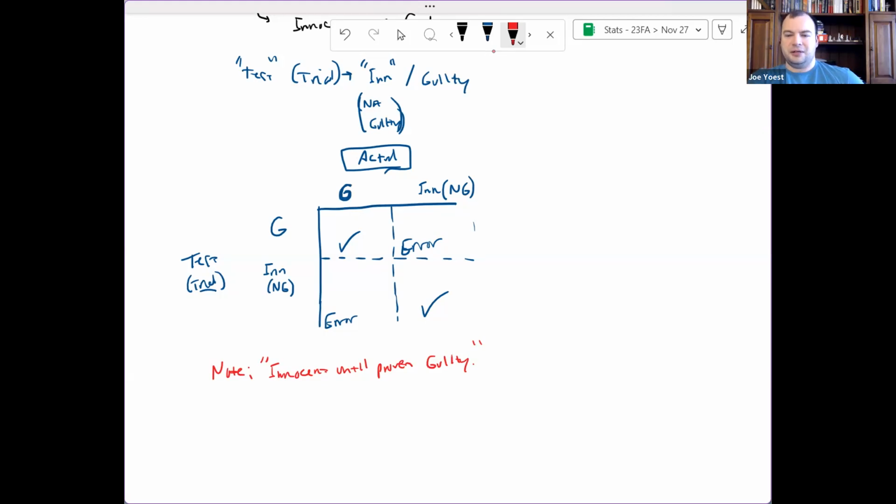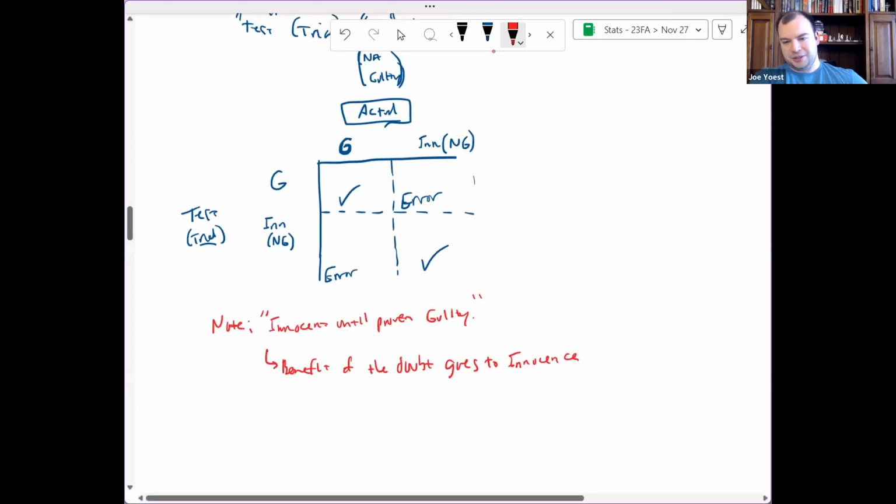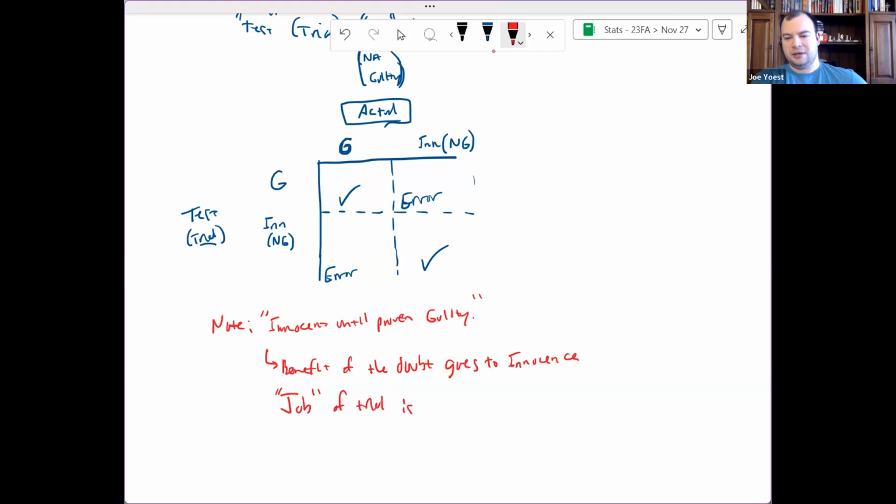So what does that mean? That means that the benefit of the doubt goes to innocence, and the job, in a sense, of the legal system, of the DA or of the jurors or kind of the trial, of the test, is to determine if there's enough evidence to overturn the presumption of innocence.